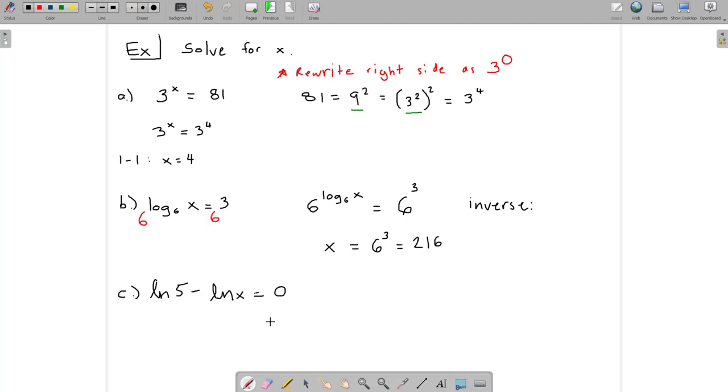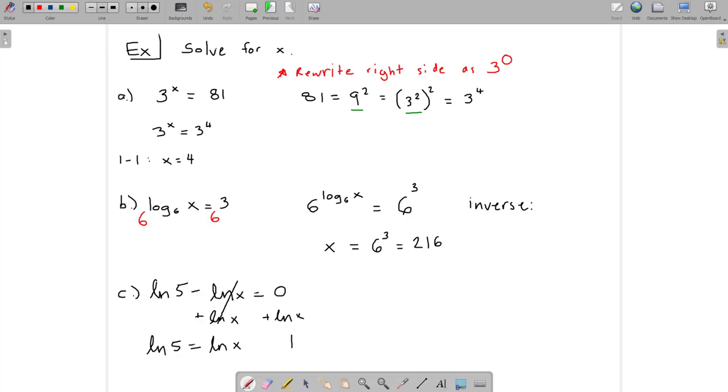So x equals 216. All right, finally for the last one here, natural log base 5 minus natural log of x equals 0. So it's not quite in the form that we want it, which might be concerning, but we can easily rewrite this. We can add this natural log of x to both sides. So let's go ahead and do that first. Plus natural log of x. So I'll now have natural log of 5 equals natural log of x, because we cancel on this side.